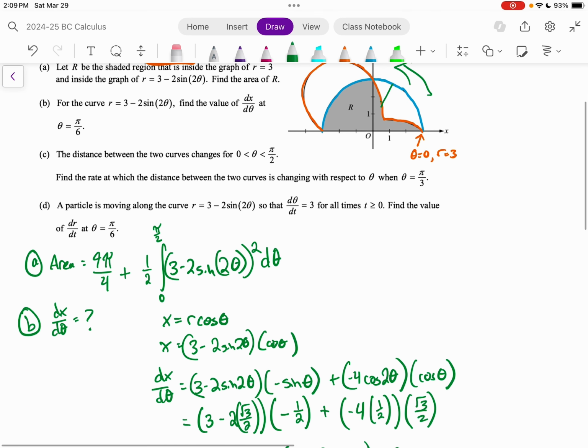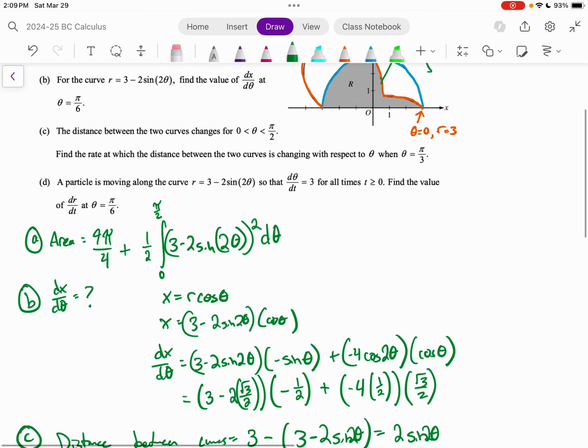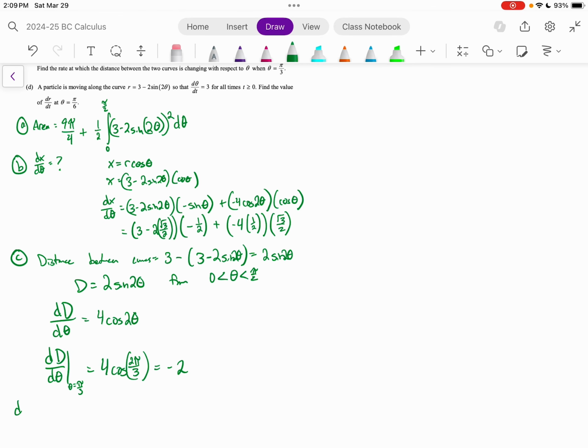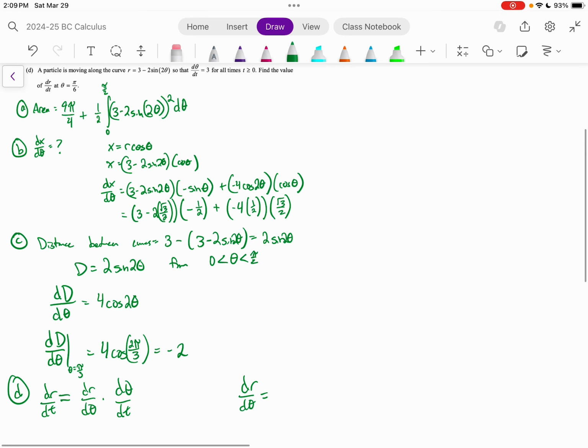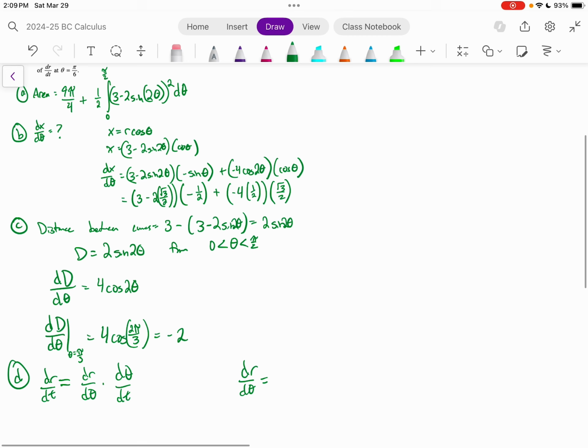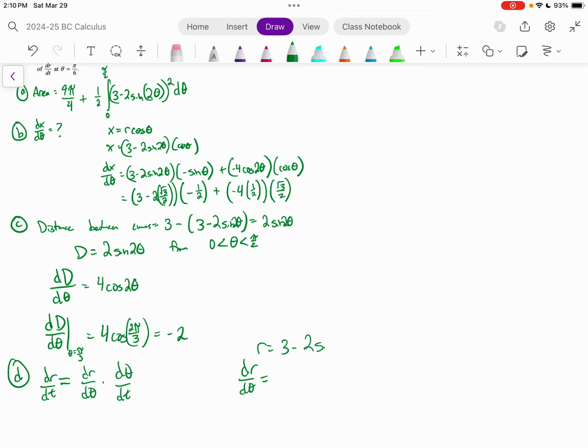Okay? A particle is moving along the curve, so that dθ/dt equals 3 at all times t greater than 0. Find the value of dr/dt. Okay, so we want to know what dr/dt is, and this one might have been a little bit perplexing to some of you. Well, we know that dr/dt, and we can think about our related rates background here, is going to be equal to dr/dθ times dθ/dt. Well, this is good, because we know dθ/dt is always 3. So what is dr/dθ? dr/dθ is just the derivative of r. Have we found that already? Well, r is 3 minus 2 sine 2θ. Oh, I guess we just did.